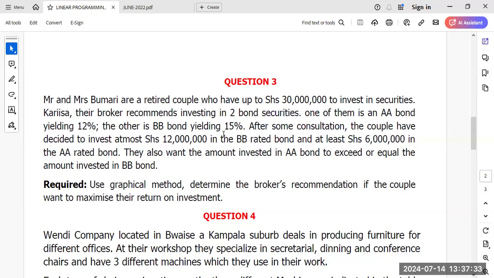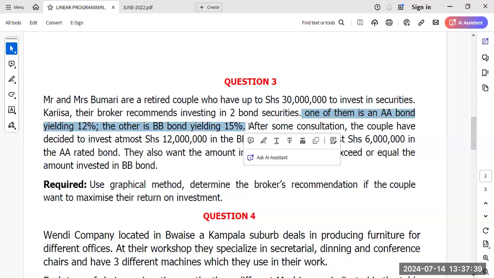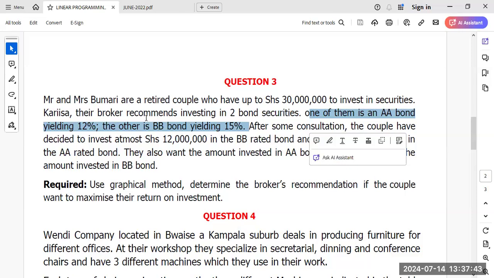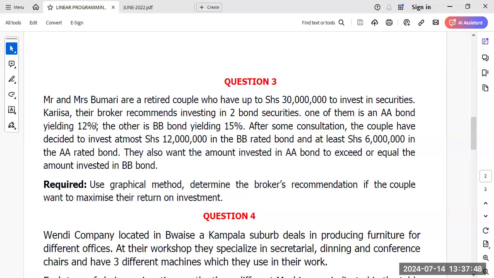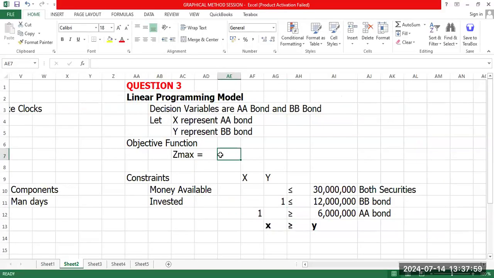Okay? So it means that we are done. What is left is this statement. One of them is this. This is going to help us come up with the objective function. 12% is on A, then 15% is on B. That's what you expect. So when you're coming up with the objective function, this can be like 12%. What was the first percentage?